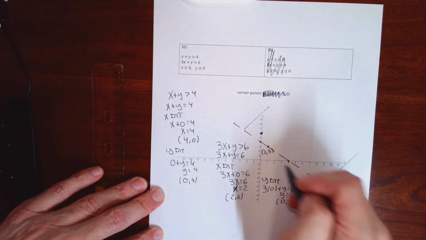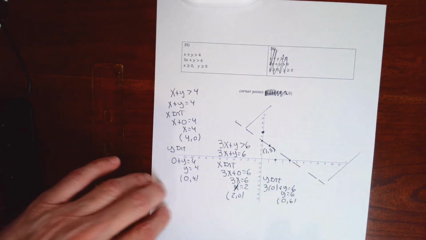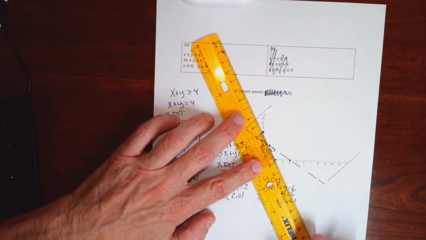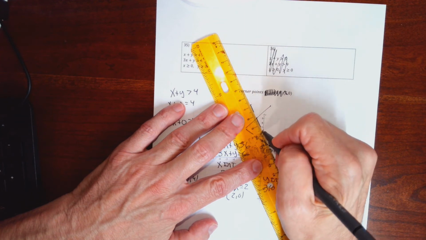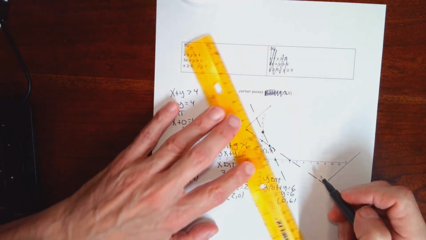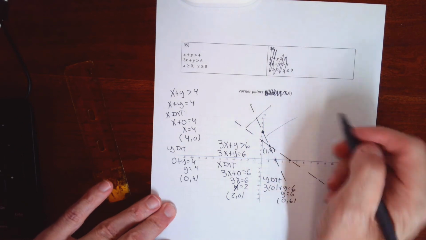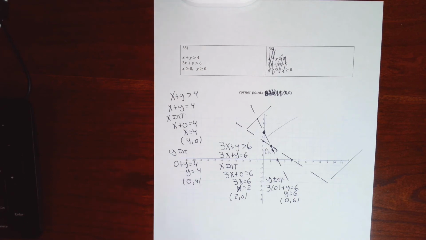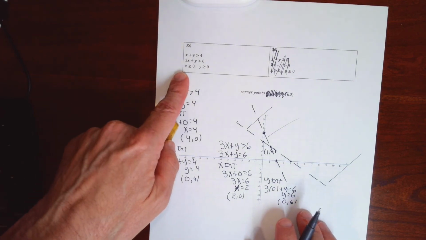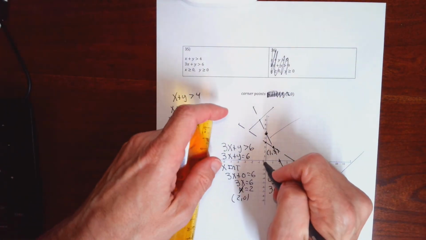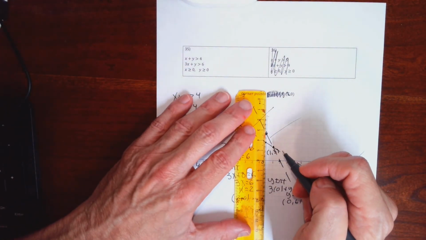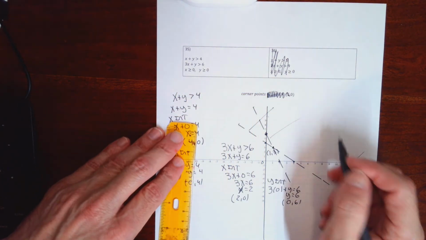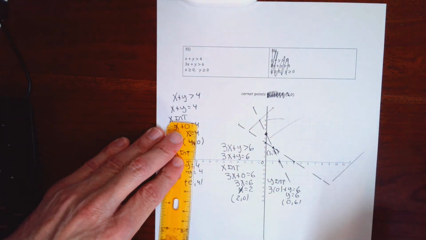So I plot the point (0, 6), the point (2, 0), connect them with another dashed line that also goes through that point of intersection. And this is also going to shade up because it's nothing but positives and it's a greater than. The line x is greater than or equal to 0. I draw a vertical line through 0 on the x-axis and I shade to the right.